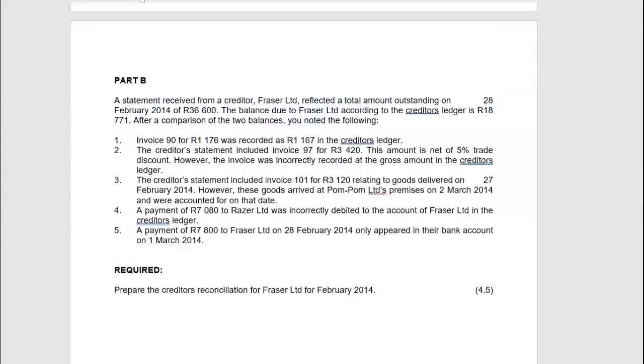The B part of the question is creditors reconciliation. They tell you that a statement received from a creditor, Fraser, reflected a total outstanding amount on 28 February 2014 of 36,600. So the statement balance as at the end of the month was 36,600. The balance due to Fraser according to the creditor's ledger is 18,771. So according to the creditor's ledger, this balance is 18,771. There you go. It looks better like this. Good.